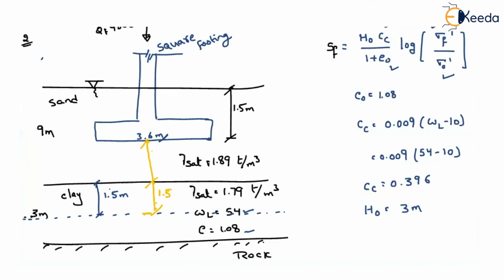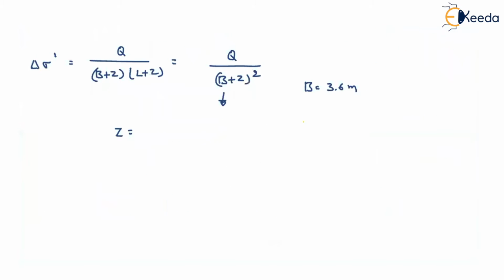From here to here, what is the depth? From the total, here to here, 9. From 9, we have to neglect 1.5. So 9 minus 1.5, how much will it be? 7.5 meter. So what is the Z value from the bottom of the footing to the point where you are finding the stress? 7.5 plus 1.5, which again comes to 9 meter.